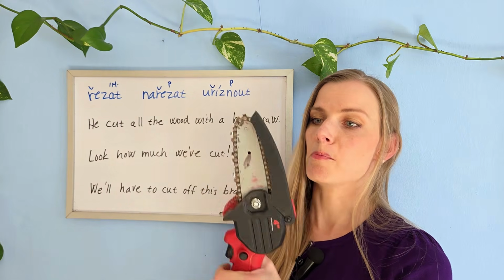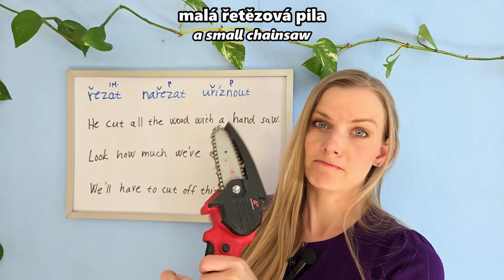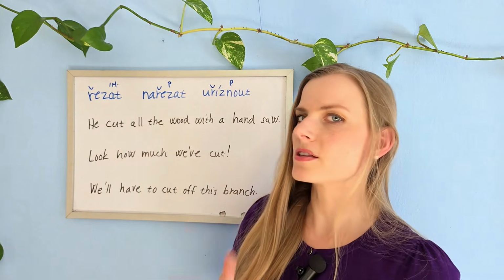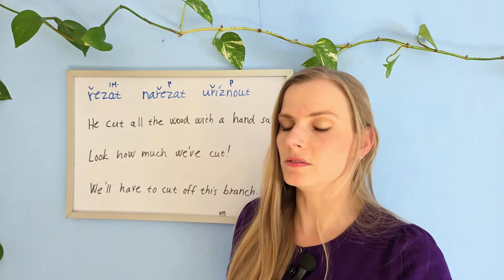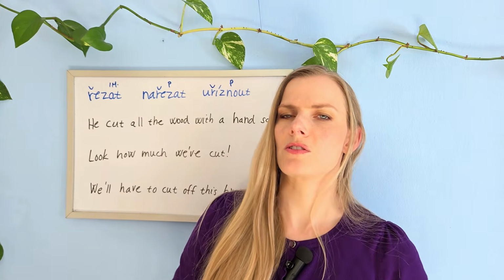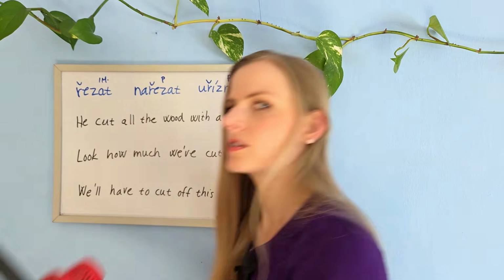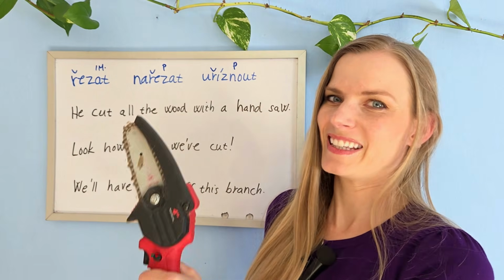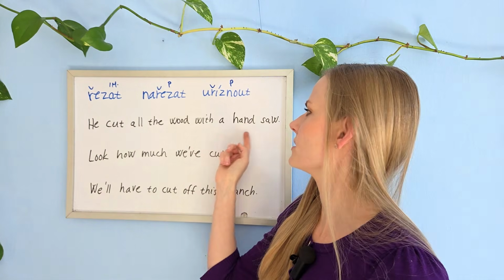To je pila. Malá řetězová pila. Řezat pilou. Řezat means that we cut through material. It's often with force. That's why the r is there, because it's so strong. R. You hear it? R. Řezat. He cut all the wood with a handsaw.